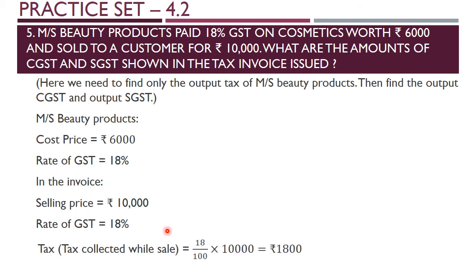So first you find the tax, that is tax collected by sale, will be 18 upon 100 into 10,000, and that is rupees 1,800. So this is the tax collected, in which half, that is 900 rupees, is central GST and 900 rupees is state GST. That's it. So these are the amounts of CGST and SGST shown in the tax invoice issued by Messrs Beauty Products to the customer.